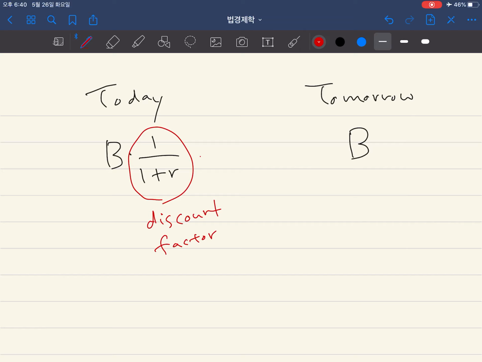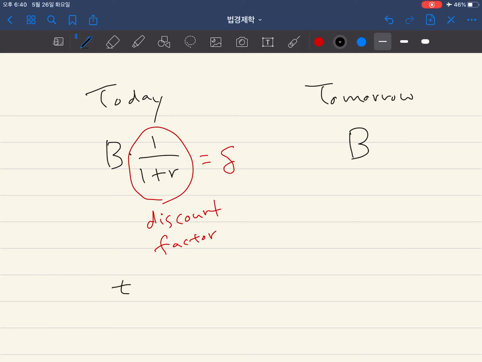And in short, let's say we're gonna write this down as delta. So you expect to get some amount of money tomorrow. Then we're gonna discount the value when we calculate today's value, or the present value, of tomorrow's money.